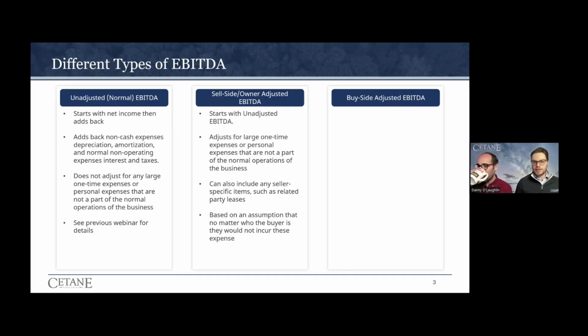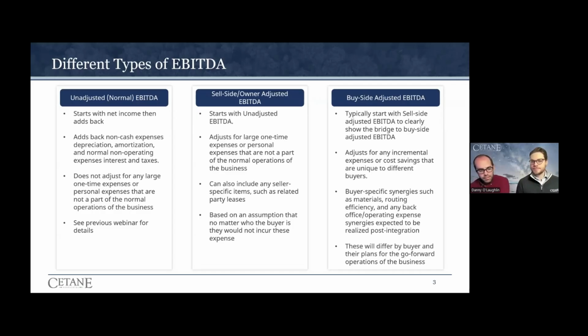The whole point of this is to normalize that EBITDA and that earnings stream so that any buyer who would come in and take over the operations would expect to realize those earnings going forward. That's the whole point of the sell side owner adjusted EBITDA. But I will let Danny talk about the buy side and how that differs from sell side.